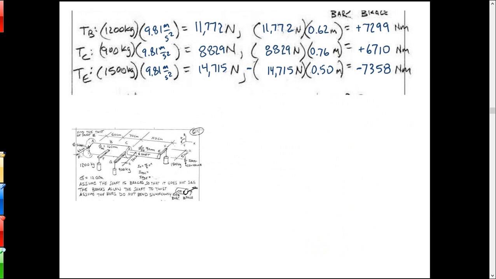Everybody good with that? Just the basic idea of where a moment comes from? Or a torsion, which is a moment about the center of a shaft? Not about the support A or anything like that. It's about the middle of the shaft. So negative 7358. Any questions there? This is kind of a basic deal there, looking at it. All right.